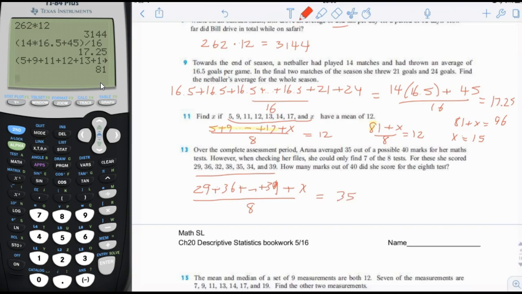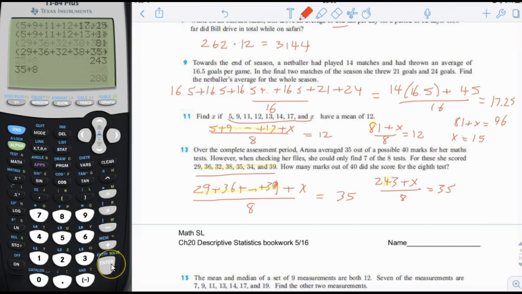First I'm going to take all these numbers here and add them up on the calculator. I put all these numbers in and added them up. I get 243. So the problem that we need to solve is actually 243 plus x divided by 8 equals 35. So I multiplied both sides by 8. 35 times 8 is 280. So now I have 243 plus x equals 280.